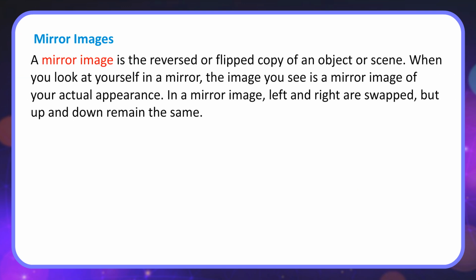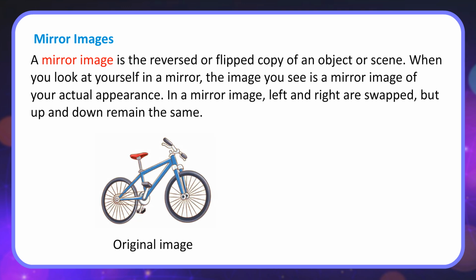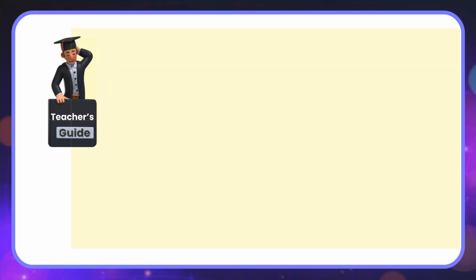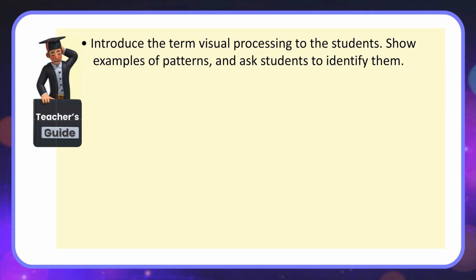Mirror images. A mirror image is the reversed or flipped copy of an object or scene. When you look at yourself in a mirror, the image you see is a mirror image of your actual appearance. In a mirror image, left and right are swapped, but up and down remain the same. Original image. Mirror image.